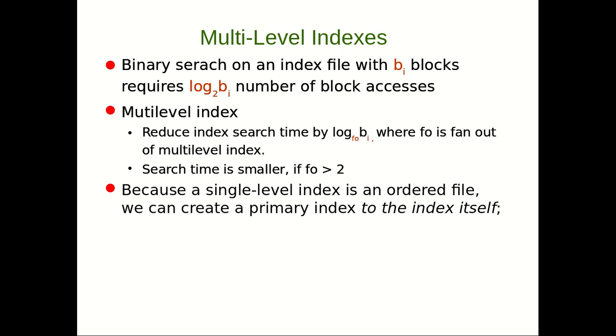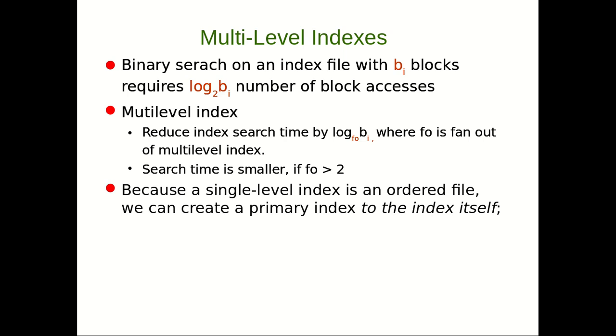Because a single level index is an ordered file, the idea behind multi-level index is that we can create a primary index to the index itself. Because you have an index file, the index file is an ordered file. For this ordered file you can create one more index. To that one we can create one more index, like that until you have a single block which contains the important keys. We'll see with an example, then it will be more clear.